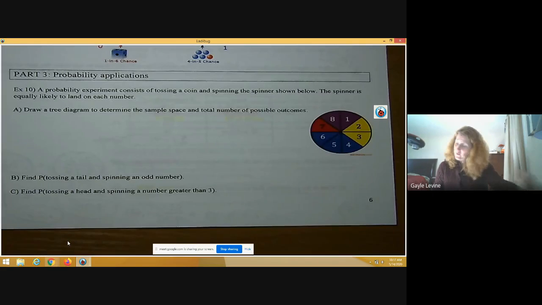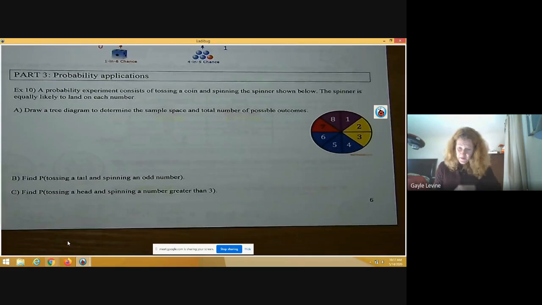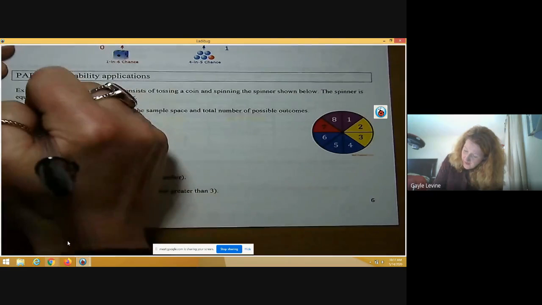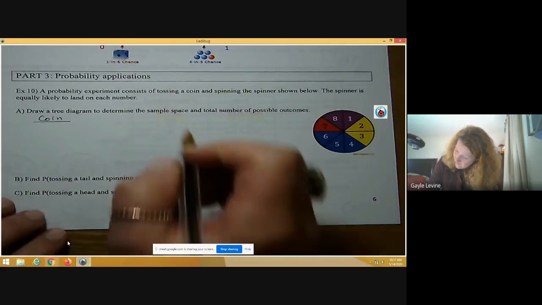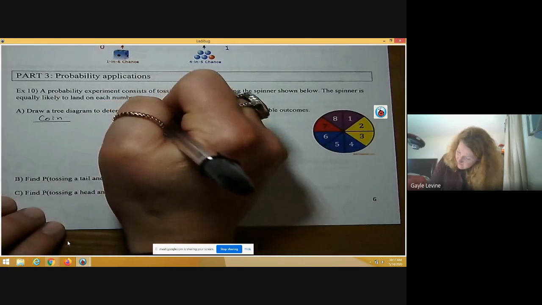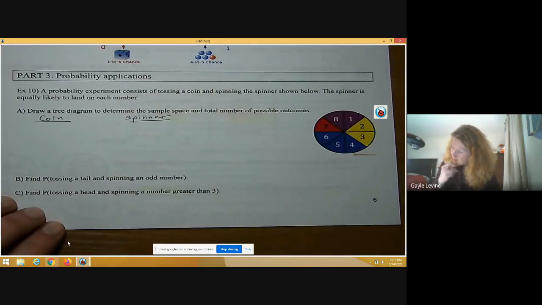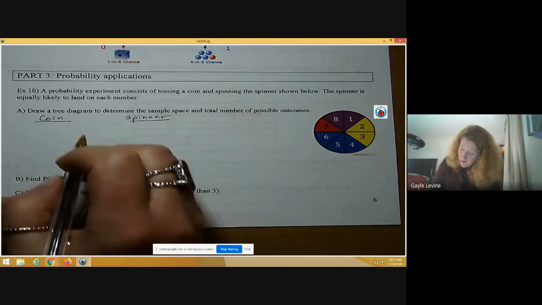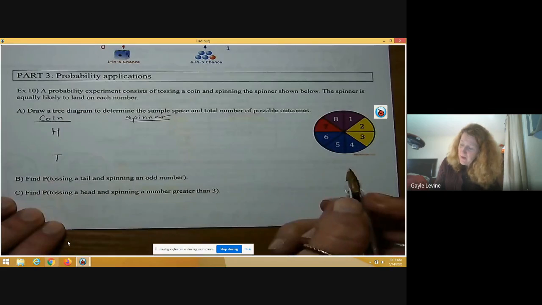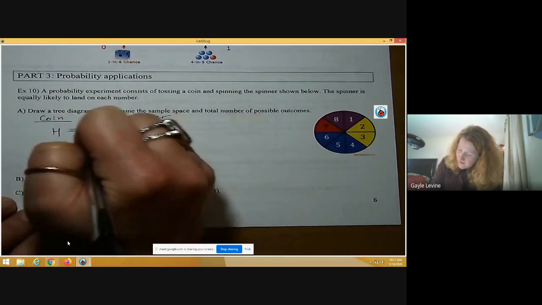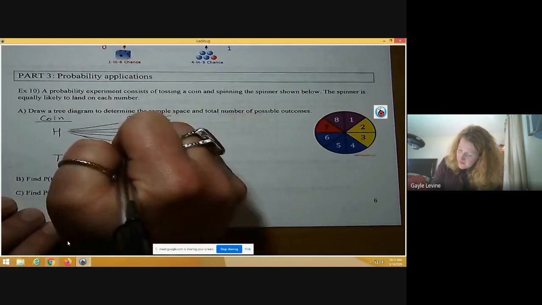So our first event was the coin toss. So event 1 was the coin, and event 2 is the spinner. Okay, and the spinner is going by the number. So we have a head and you have a tail, okay, and you have 8 possibilities for each. 1, 2, 3, 4, 5, 6, 7, 8.